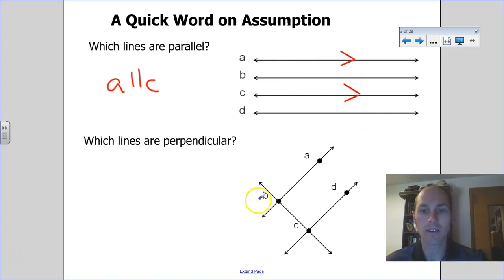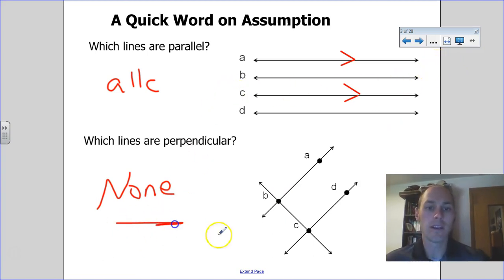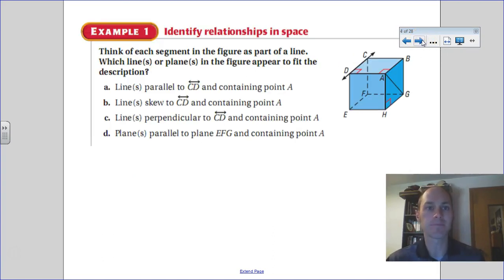Which lines are perpendicular down here? Correct, none of these are. There's nothing in the diagram to indicate that they're perpendicular. Parallel lines need these arrows. Perpendicular lines need the right angle box to show that those are 90 degrees. But since it doesn't have that in there, we'd say that none of those lines are perpendicular. So always trust the diagram. It's got to be indicated in the diagram.